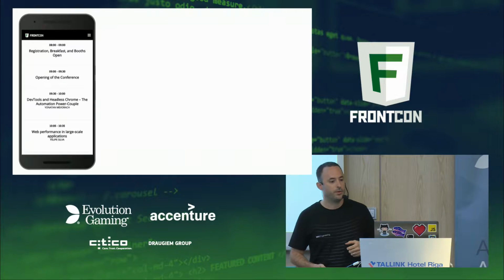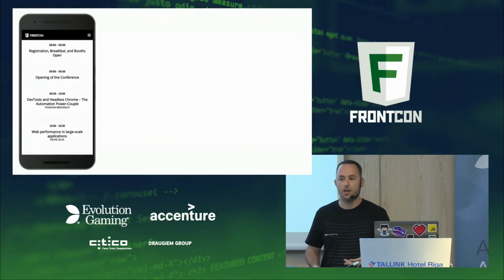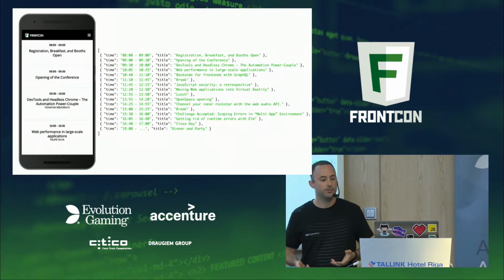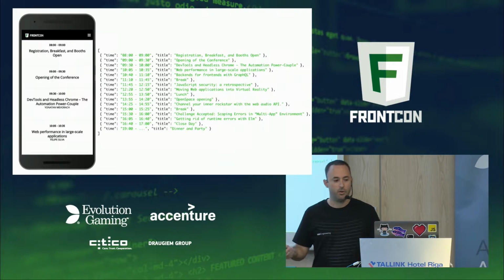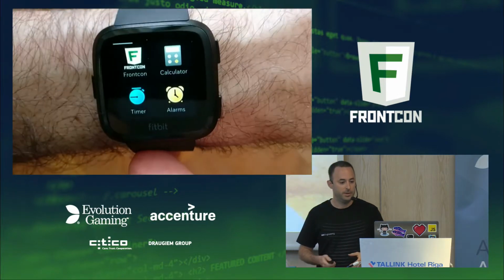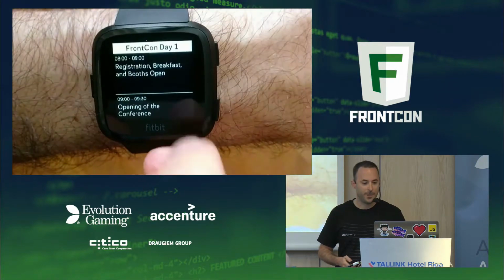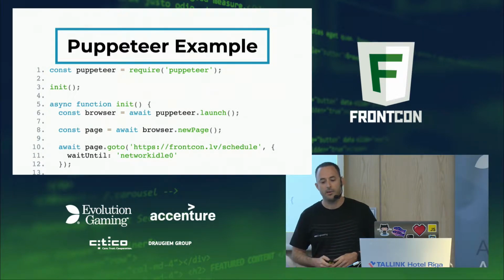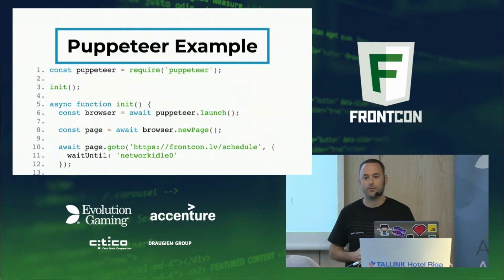So let's say, for the sake of the example, that we have the FrontCon website, the schedule page, and we want to extract the schedule and get it in a nice consumable JSON format so we can do whatever with it. Let's say, for example, create a smartwatch app for FrontCon. And of course, I had to actually build that once I thought about that idea. But let's take a look at the script for actually reading the schedule and getting it in a nice JSON format from the FrontCon webpage.